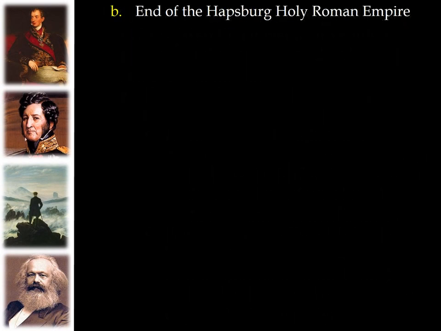The end of the Habsburg Holy Roman Empire once again. Now, I know we have said that technically the Holy Roman Empire was ended, quote unquote, in 1648 with the Treaty of Westphalia, but we know that it continued to be around in some respects throughout the next 2 centuries. Ultimately, we see it formally end once again.